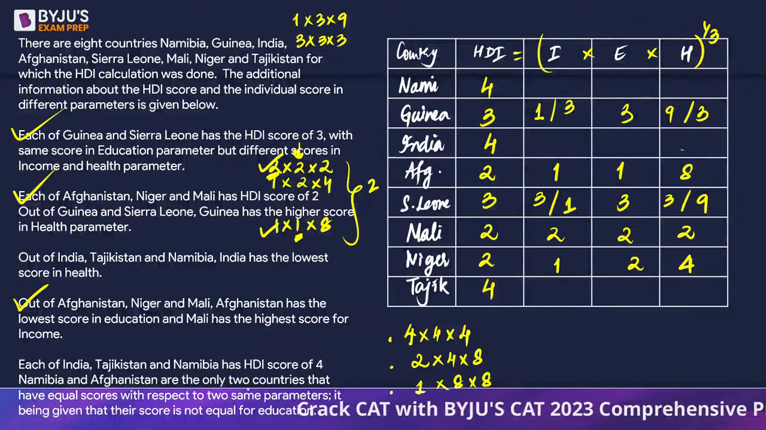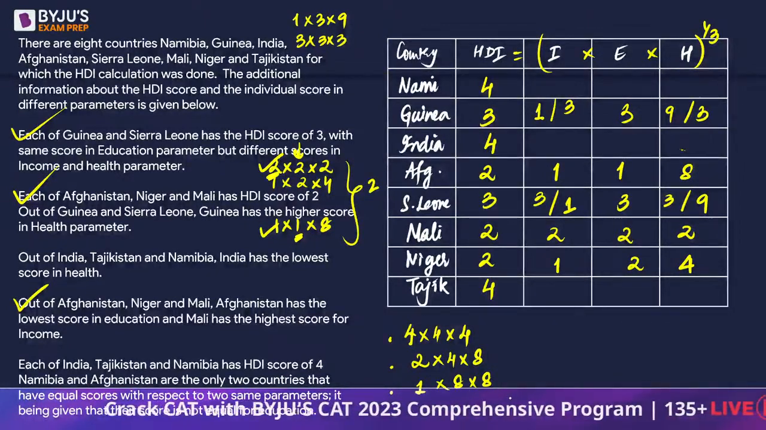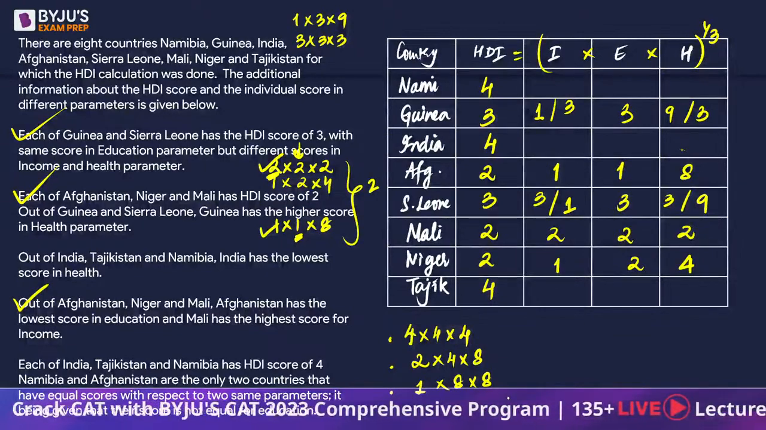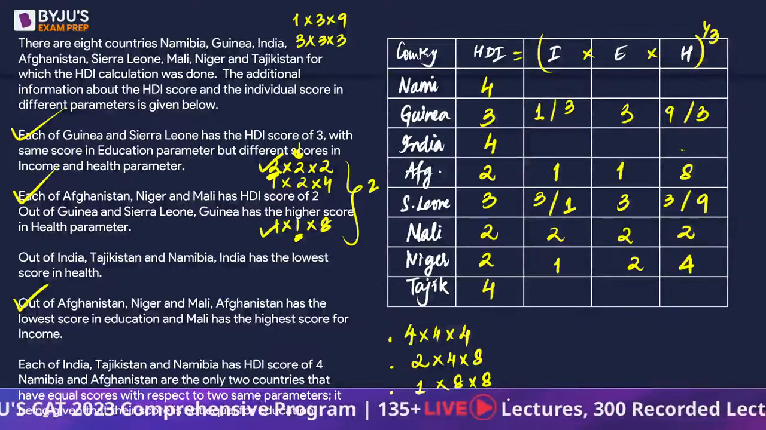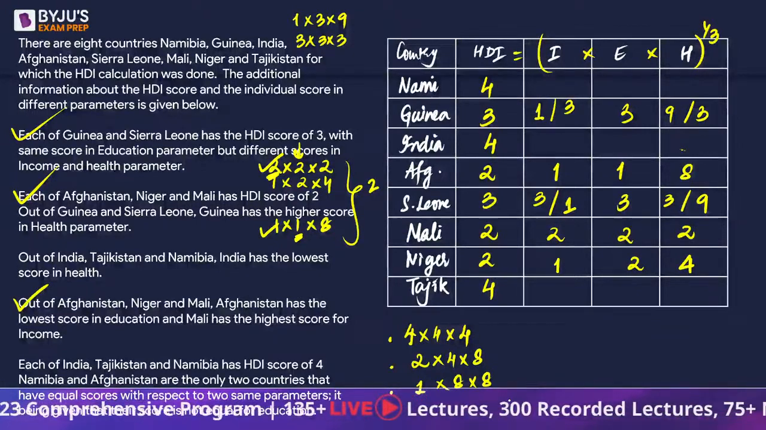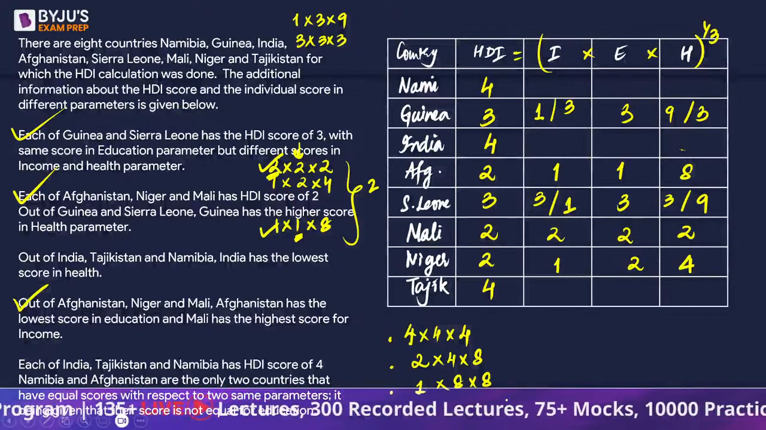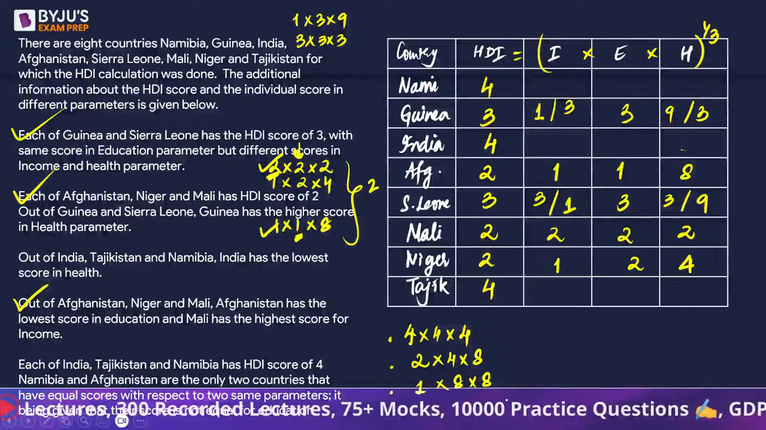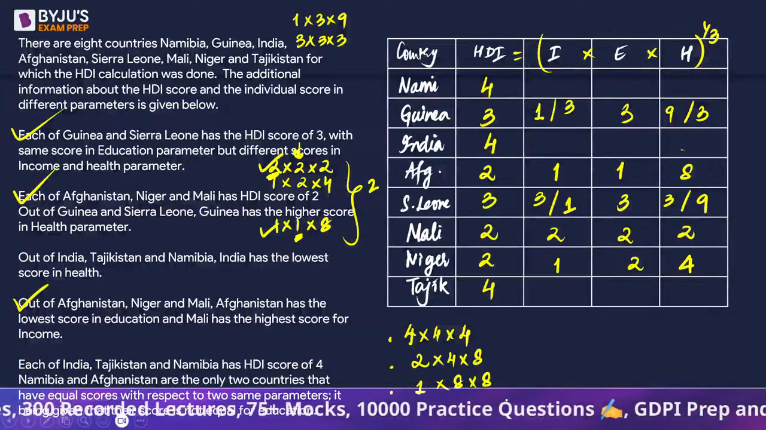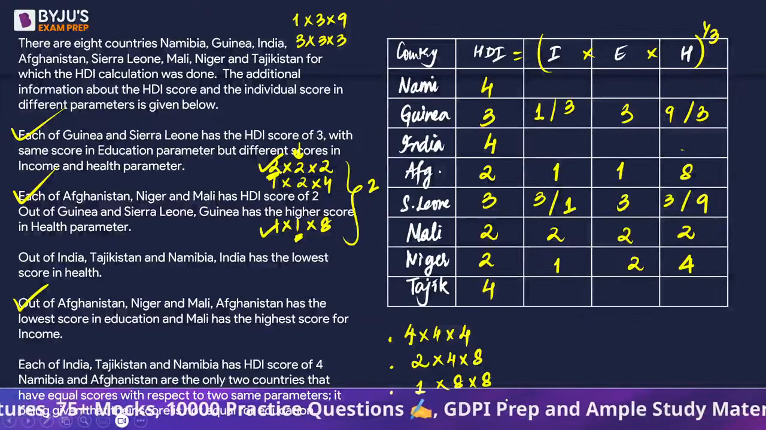Namibia and Afghanistan are the only 2 countries that have equal scores with respect to 2 same parameters. It being given that their score is not equal for education. मुझे लग रहा है कुछ और भी बन सकता है क्या? नहीं, नहीं बन सकता.